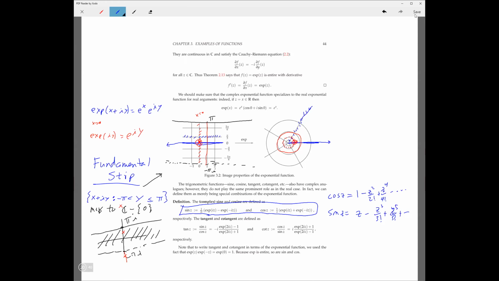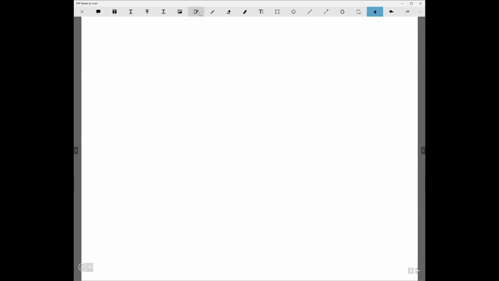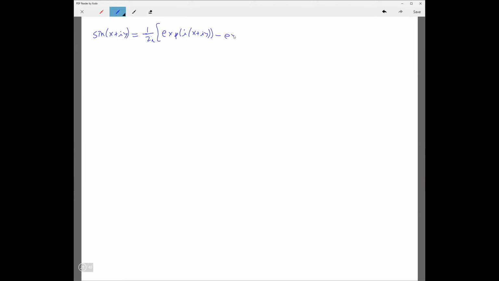So something else we can do. Let's just take a look at this for a second. Okay, so sine of x plus iy is equal to 1 over 2i, sorry, times the exponential function of i times z, so i times x plus iy, minus the exponential function of negative iz, so that's negative i times x plus iy. I think I was copying from the wrong formula, sorry about that.